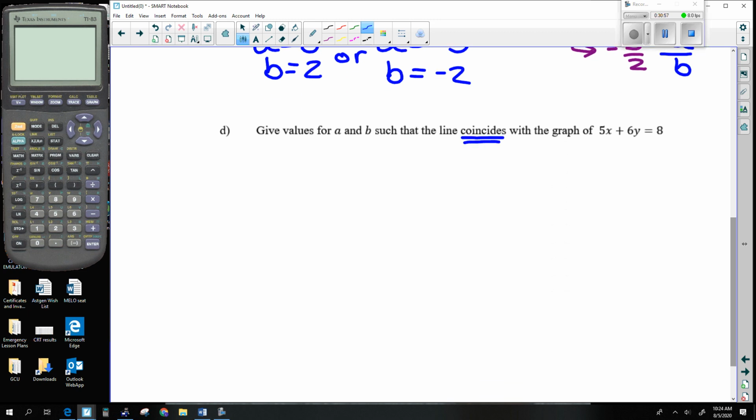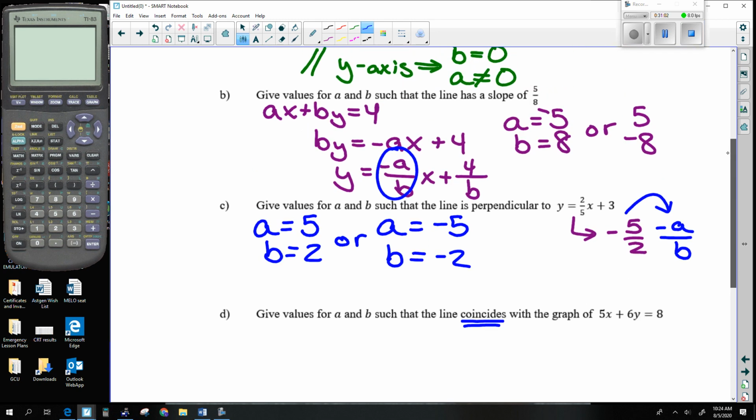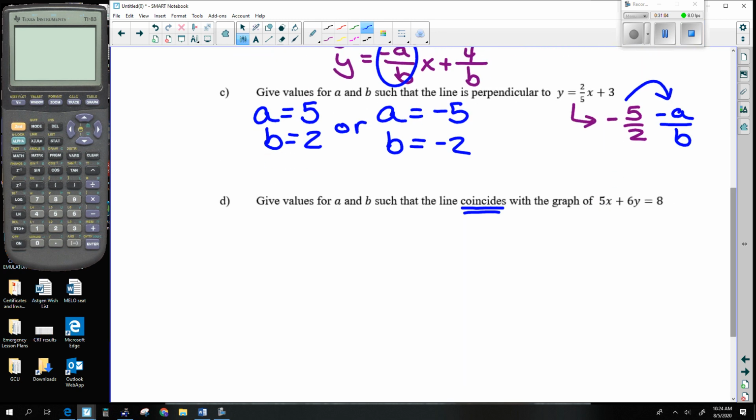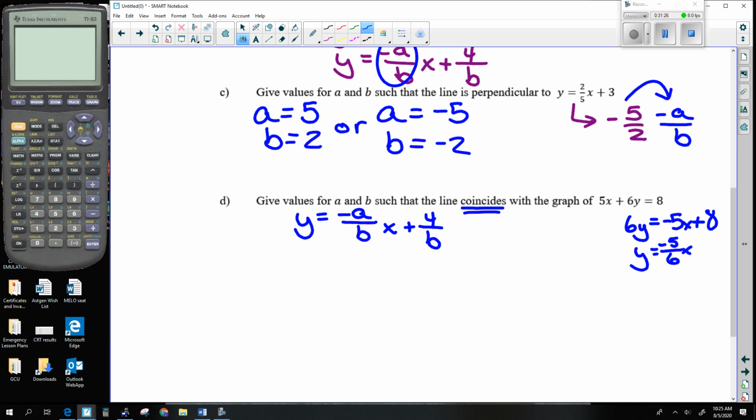Coincides means it's the exact same equation. So kind of cheating backwards here for a second. Y is equal to negative A over B x plus 4 over B, and I need this to coincide with 6y is equal to negative 5x plus 8. So y is equal to negative 5 over 6 x plus, divided by 6, that would be 4/3.